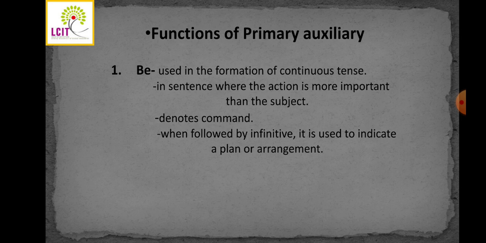So now we'll see what are the functions of primary auxiliary which we learned here. First of all we'll look for be. What is the function of this particular verb? So be is used in the formation of continuous tense. How continuous tense? As we already saw, be can be used as am, is, are. So in continuous how can you write?